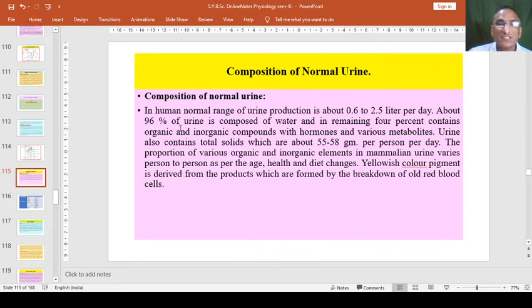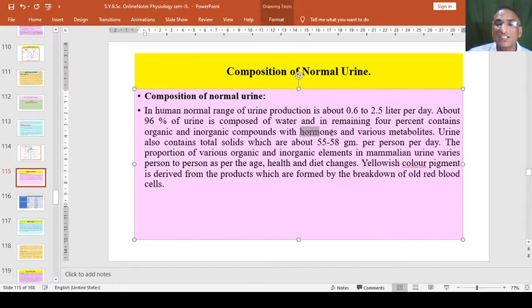About 96% of urine is composed of water, and the remaining 4% contains organic and inorganic compounds with some hormones and various metabolites. They are also filtered from the body if not properly digested or absorbed. Urine also contains total solids, which are about 55 to 58 grams per person per day.